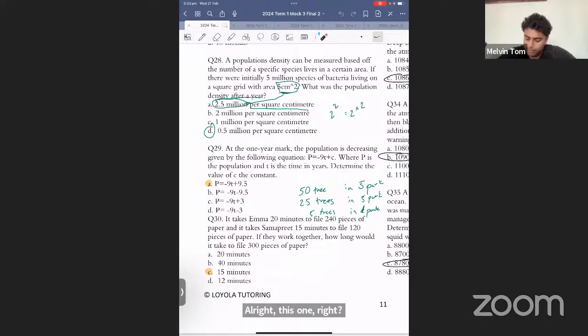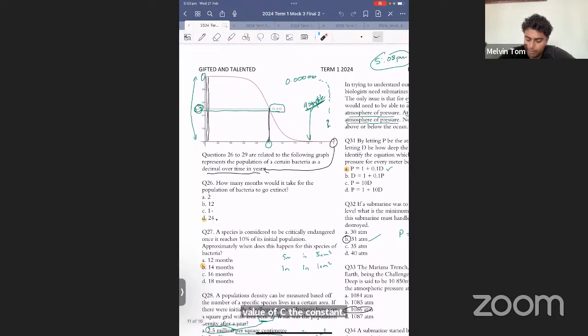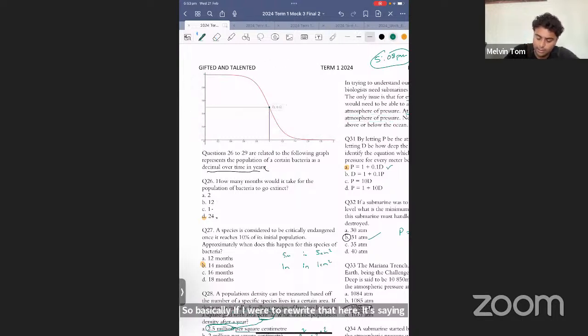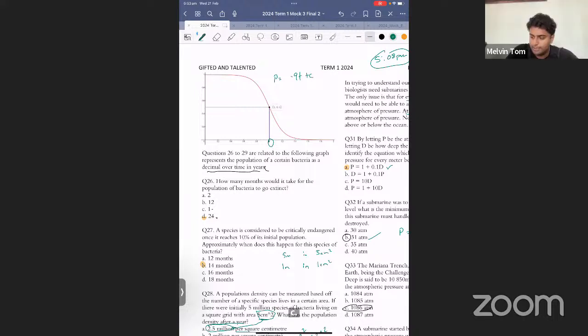At the 1 year mark, the population is decreasing, given by the following equation: P is equal to -9t plus c, where P is the population and t is the time in years. Determine the value of c, the constant. So basically, if I were to rewrite that here, Hurain, it's saying that at year 1, at this point, the population is given by -9t plus c. Now, what is the population at year 1?